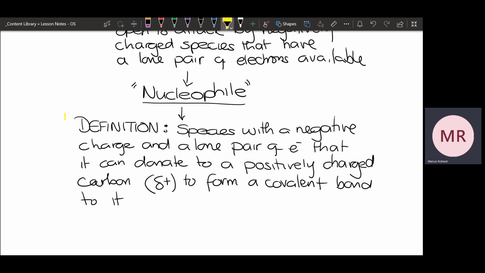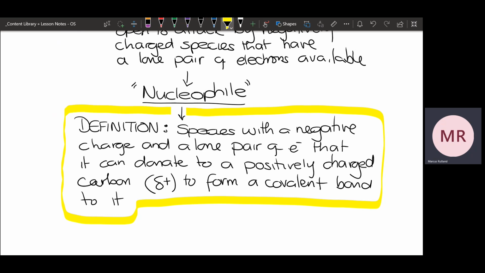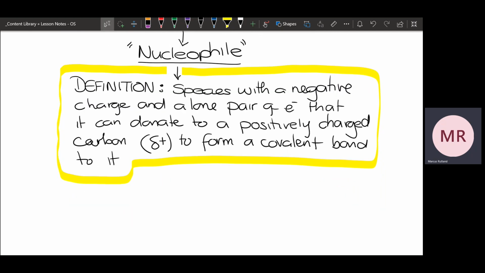Okay, so not exactly short and snappy, but unfortunately that's not just Marcus being wordy. That is the definition, and you need to say it not necessarily exactly word for word, but you do have to have those ingredients: the negative charge, the lone pair of electrons, and that it uses that lone pair to form a covalent bond to a positively charged carbon. If you think about it, you might recognize that in a way that's what's going on in the second step of the electrophilic addition mechanism with alkenes, but that's not something you really need to talk about.